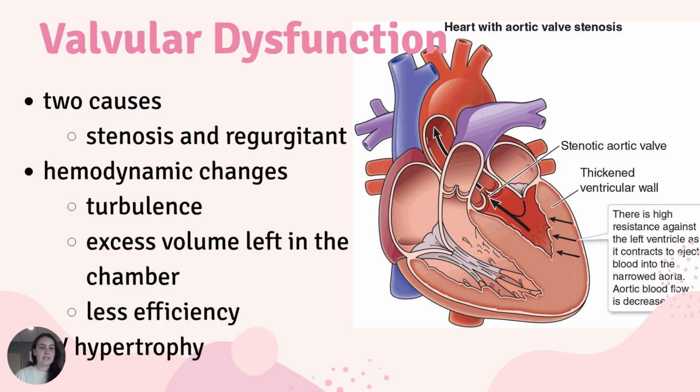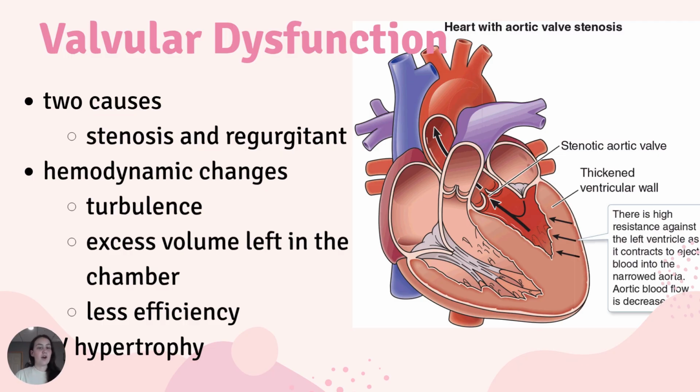Then there's going to be some hemodynamic changes that valvular dysfunction causes. So it's going to cause turbulence. So I kind of made this little diagram, where blood flow should normally go like this, but then if it doesn't flow right, it can't flow straight, and it's going to kind of bounce off the walls of your blood vessels, of your atriums, and your ventricles, and that's going to cause some damage to the endothelial lining.